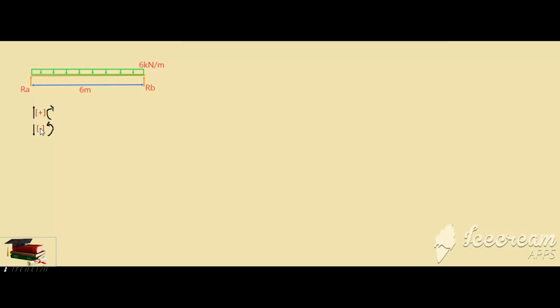Then my next step is to find out the RA and RB values. Because this beam section is in equilibrium, I can consider upward forces minus downward forces is equal to 0. RA and RB are upward forces, that's why this is positive. Here 6 kN per meter is the intensity of the UDL, so I multiply it by the length of the beam section, which is 6 meter, so the product is in kilonewton.